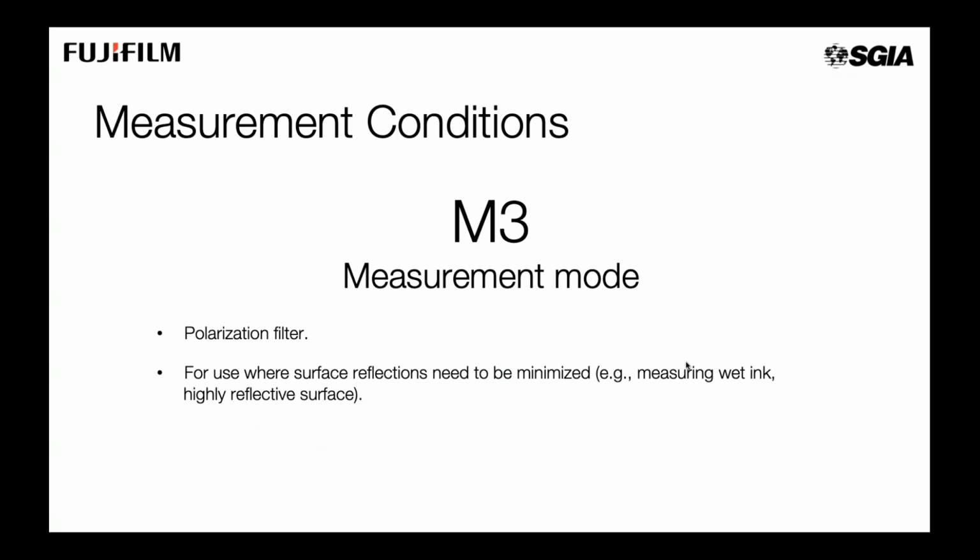There's also one called M3, and this includes a polarization filter. We use this where we're trying to measure while ink is still wet, or if we're printing on a highly reflective surface. So something that's pretty shiny, what happens is when I'm measuring, the light source from the measuring device will bounce back up into the sensor, and I'm going to get some incorrect measurements. So we're seeing M3 now as being valuable for measuring on a shiny surface like polystyrene, things like that. So you might want to use this in those cases.